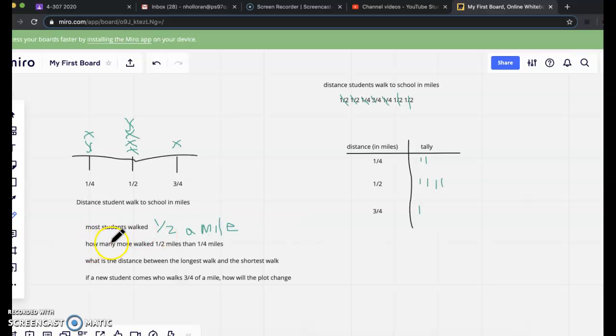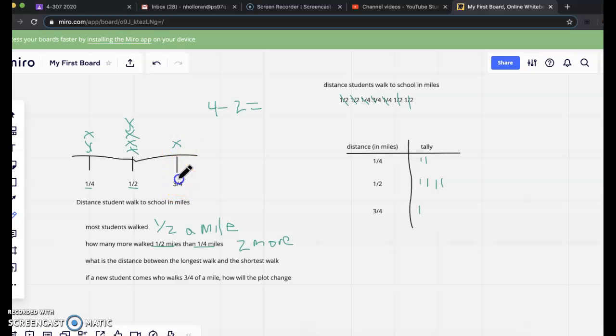There we go. How many more walked half a mile than 1/4 of a mile? Okay, half a mile, 4 of them walked. So I have 4. How many more says it's subtraction. Minus 2 walked 1/4 of a mile. So how many more walked 1/2 of a mile than 1/4? Okay, so 4 minus 2, that's 2 more. 2 more walked half a mile, because this one's 2, and then I add 2 more, and I get the 4 X's.